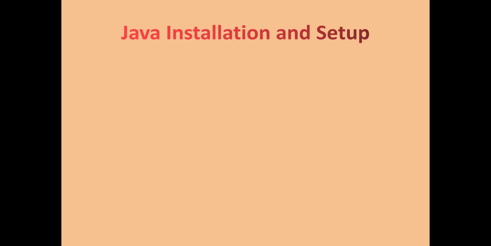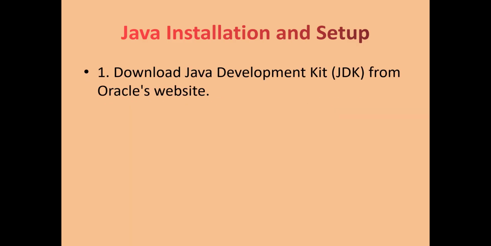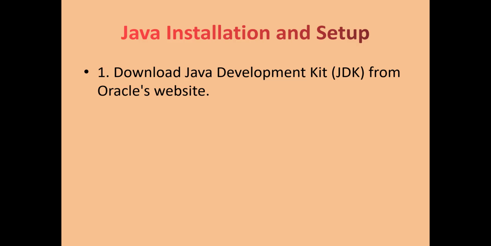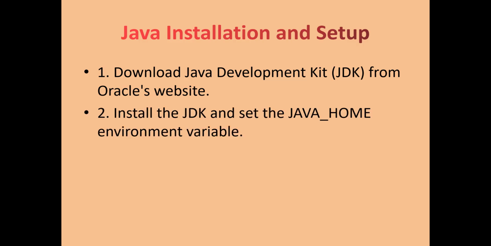Now next, let's move to the Java installation and setup process. We require JDK first. Without JDK, we will not be able to run our IDE, Eclipse or IntelliJ. The first step you need to do is download JDK from the Oracle website and install it on your local system. So let's go and install the JDK, and then we will have to set the Java home in the environment variables.